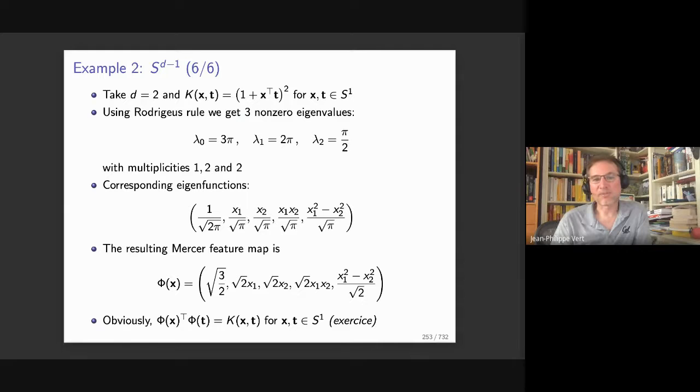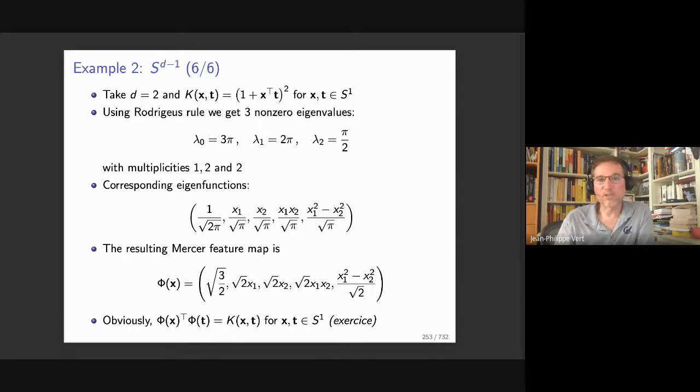And the corresponding feature map is just, remember, once you have the eigenfunctions of LK, you need to multiply them by the square root of lambda k to obtain the feature map, because the kernel was the sum of lambda k psi k of x psi k of t. So the mapping was square root of lambda k times psi k. So here, if we multiply the square roots of lambda 0, lambda 1, lambda 2 by the corresponding eigenfunctions of LK, we obtain the Mercer feature map, which is the following.